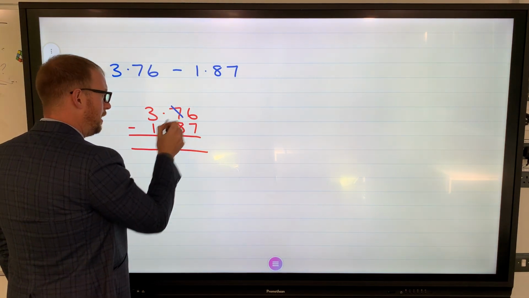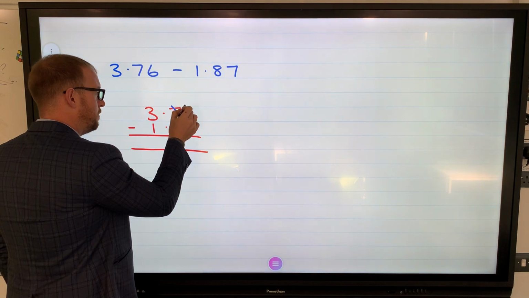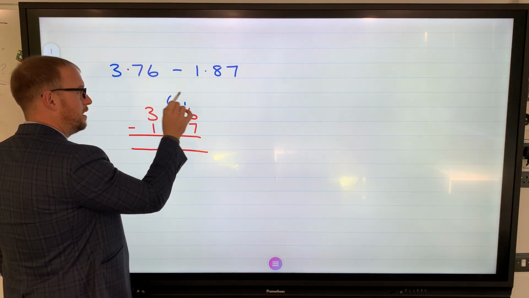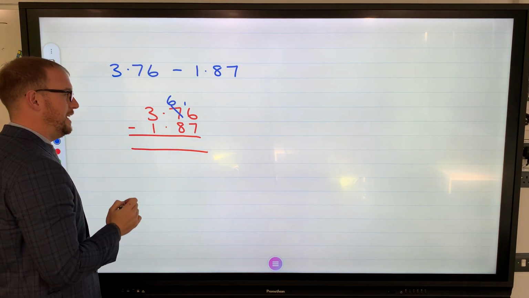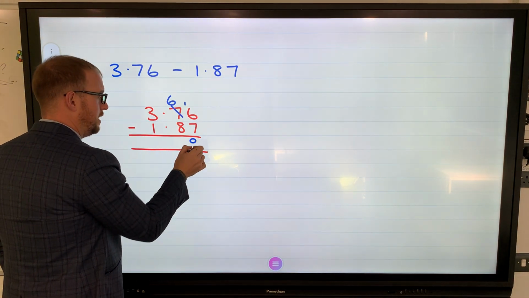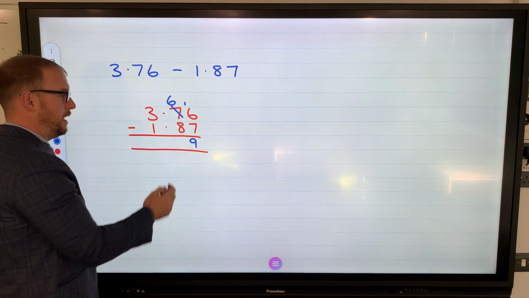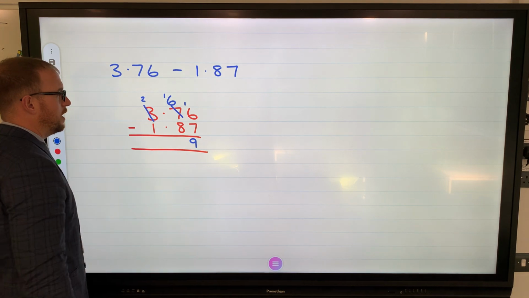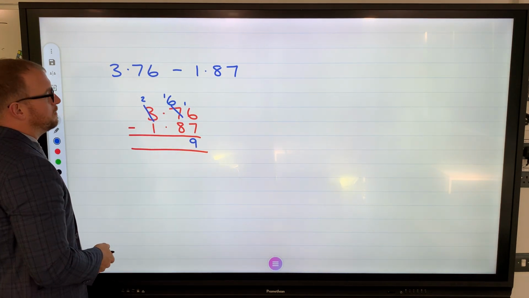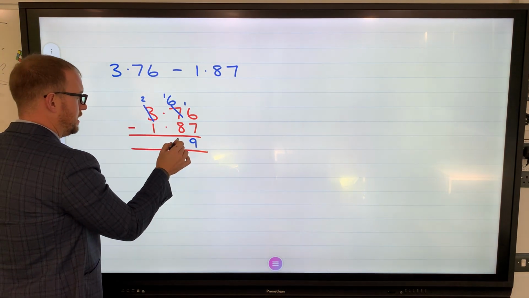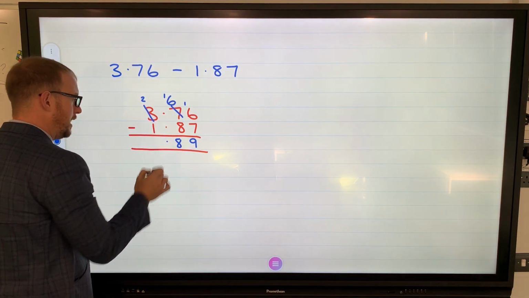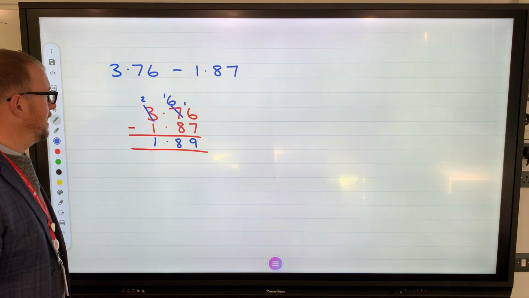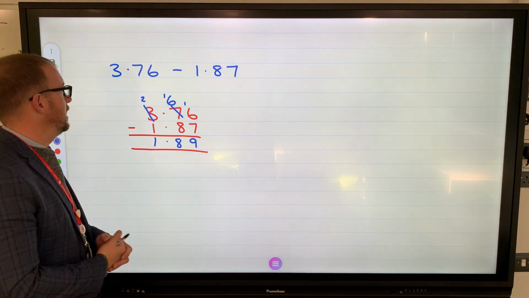Therefore, I'm going to tap next door, I'm going to borrow 1 from there, so now that 7 becomes a 6. As I've borrowed the 10 over to 6, I've now got 16. 16 take away 7 is 9. 6 take away 8, I can't do it. Let's go next door and borrow a 10 to make it 16. 16 take away 8 is 8. Decimal point in line. 2 take away 1 is 1. 1.89, or if it was money, £1.89.